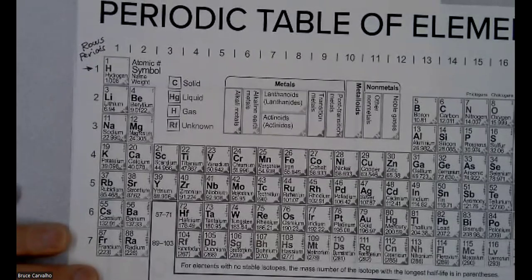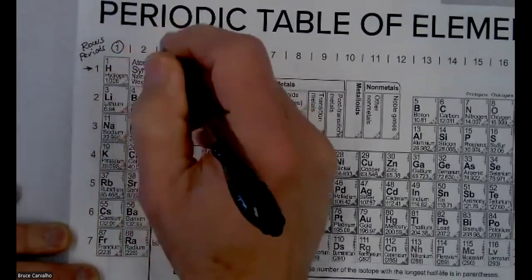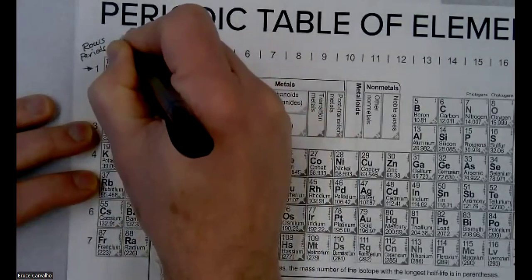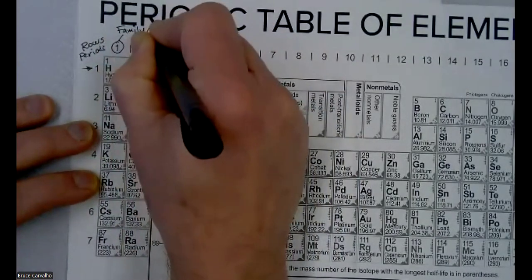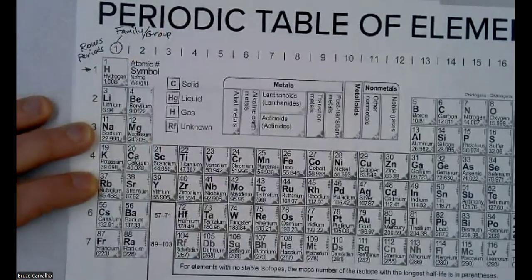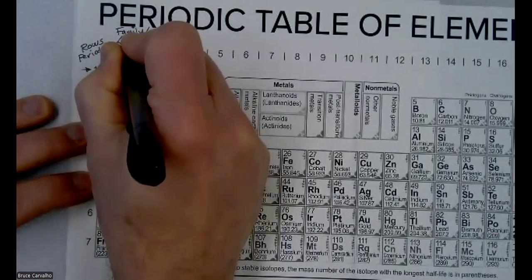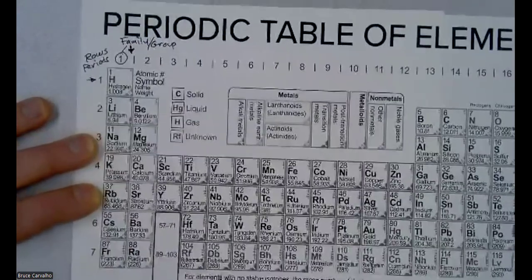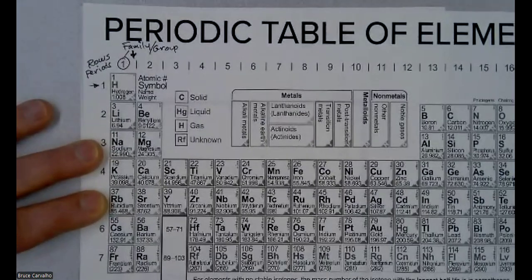So those are the rows. The next number that you'll see is this little number up at the top. Those are called family labels, and they're also called groups. Group 1, Group 2, Group 3, and that means everybody from top to bottom. Draw little arrows in there if you would. Top to bottom are families or groups. Rows or periods go left to right. These are going to be important as we get in here a little bit later.